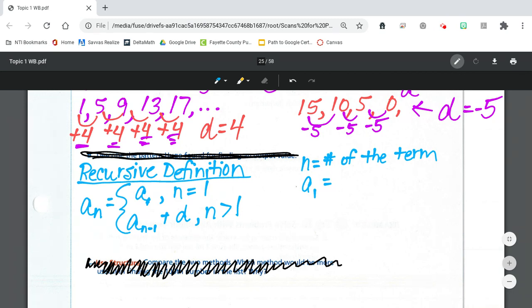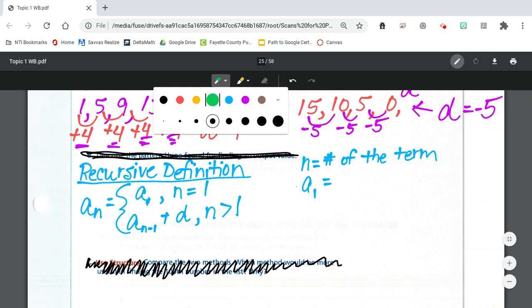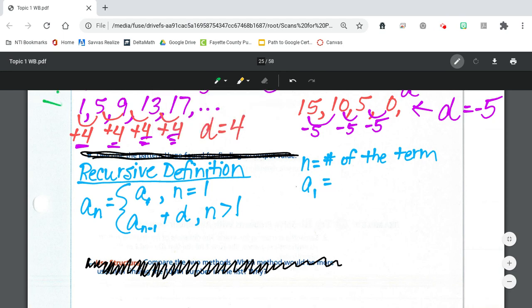Now, what does n stand for? N is the number of the term. So let me grab a different color here. The sequence up here, that's 1, 5, 9, 13, 17. Those are the terms, but I can also number the terms. So 1 would be the first term, so that n value would be 1. The second term is 5, so n is 2 for 5. My third term is 9, so n would be 3 for 9. My fourth term is 13. So n is the number of the term.